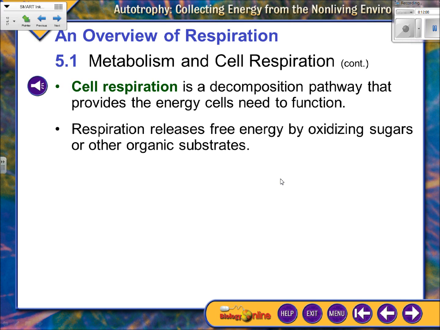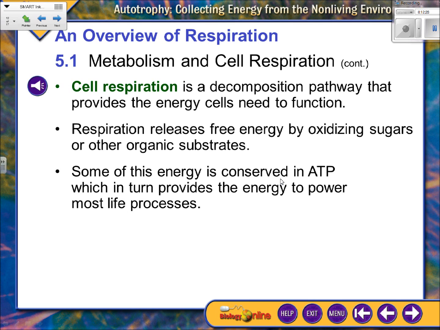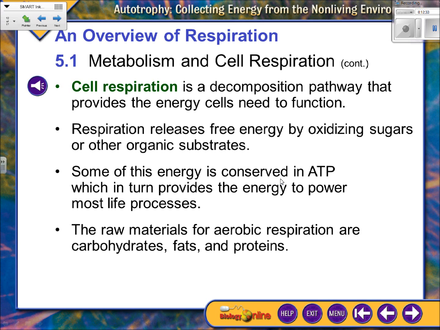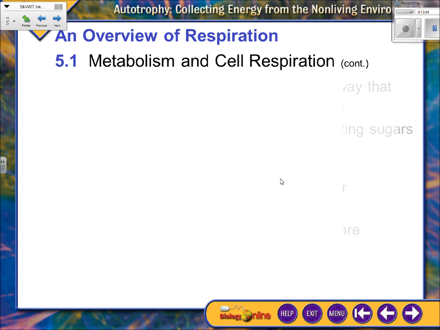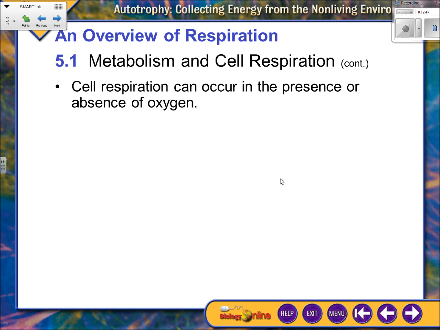Okay, so there's oxidation going on. It releases energy by oxidizing sugar. If you think about redox reactions, versus reducing reactions versus oxidation reactions. So some of the energy is conserved in ATP, like I said, which powers the cell. Also, the raw materials for respiration are carbohydrates. We can break down fats and even proteins, but that's not ideal. We'd rather use our proteins for what they're made for.